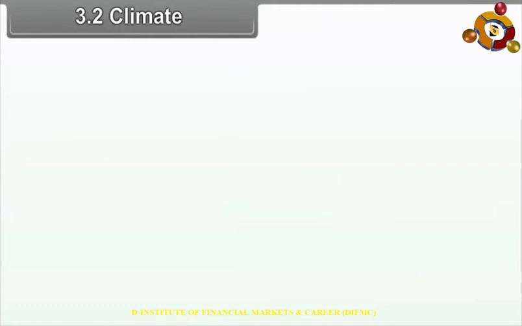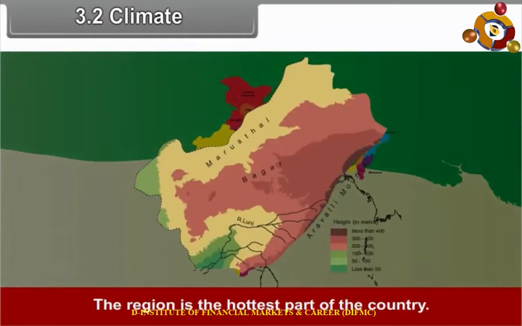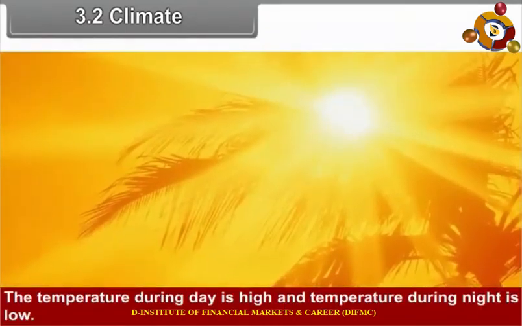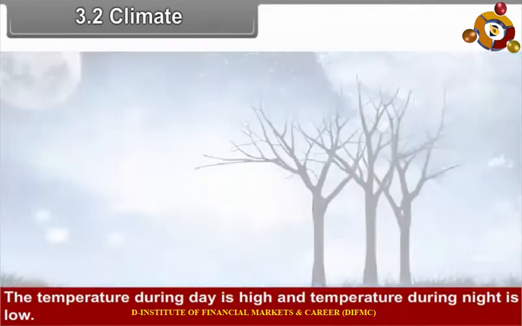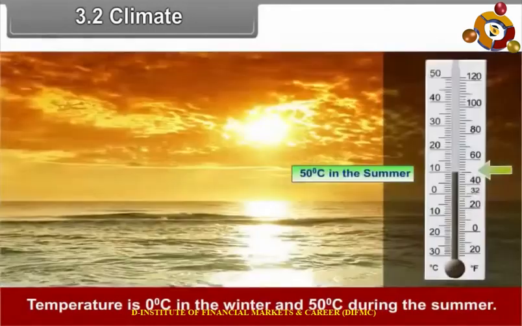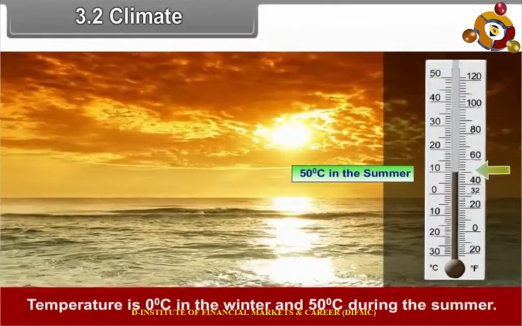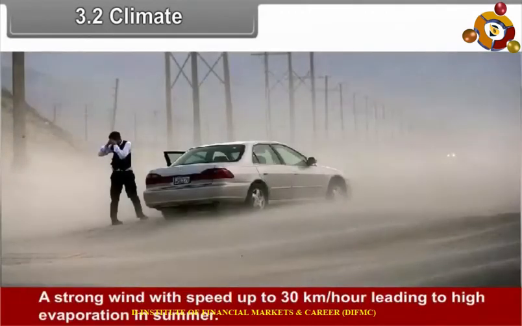3.2 Climate. The region is the hottest part of the country. The temperature during day is high and temperature during night is low. Temperature is 0 degrees Celsius in the winter and 50 degrees Celsius during the summer. The annual range of temperature is 50 degrees Celsius. A strong wind with a speed of up to 30 kilometers per hour leads to high evaporation in summer.